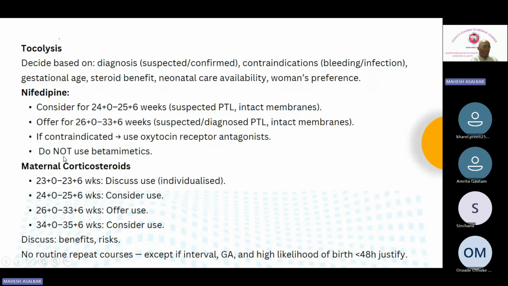So the corticosteroids are offered between 26 and 33.6 weeks of gestation. And again, after 34 to 35.6, you can consider the use, but they are recommended or offered between 26 to 33.6. Before that, always consider before and after.